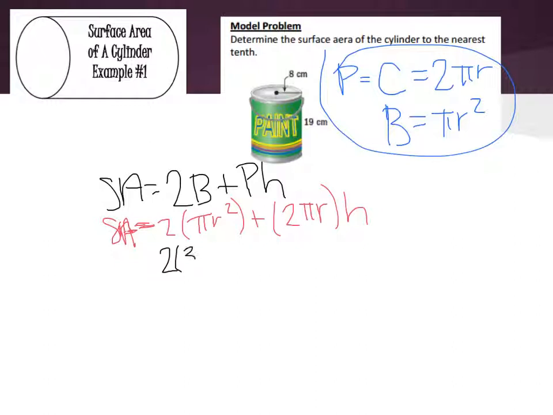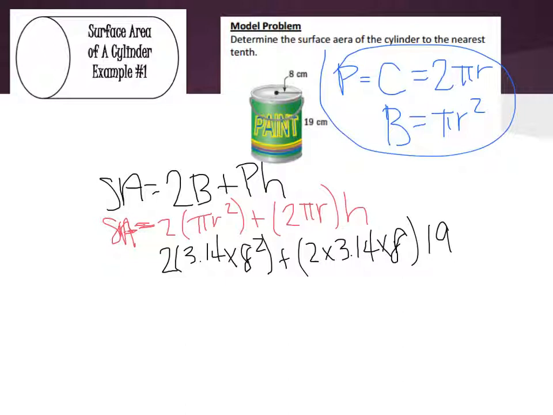2 times 3.14, the radius of this paint can is 8, so we're going to have 3.14 times 8 squared, plus our circumference, well, the circumference of the circle is 2 times 3.14 times 8, that's the radius, and the height of the paint can is 19. So 2 times 3.14 times 8 squared, well, 3.14 times 8 squared is 200.96.